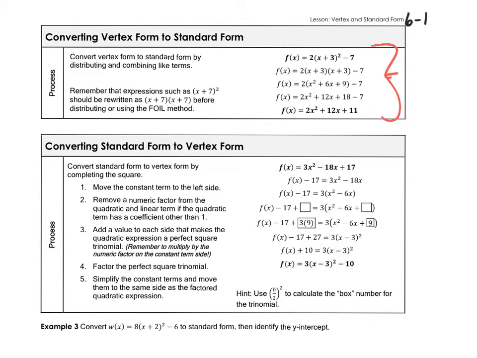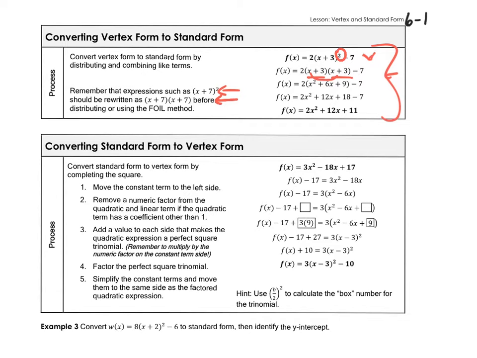So it's in vertex form right here. And they write it down twice and they FOIL it because of the squared. And so then they FOIL it. They are taking it from vertex form into standard form. And they say, well, remember that (x + 7) squared is written twice, and then you FOIL it. So they FOILed it.